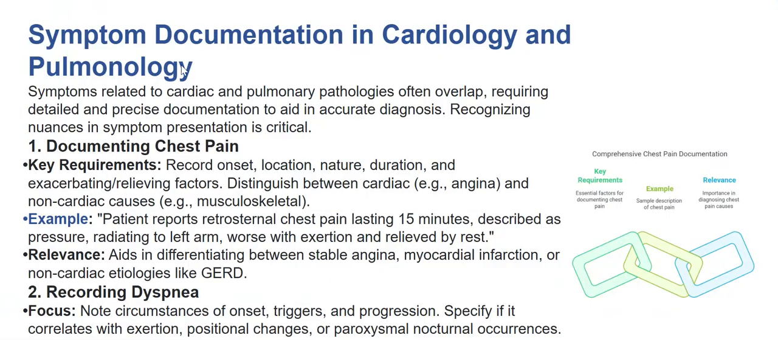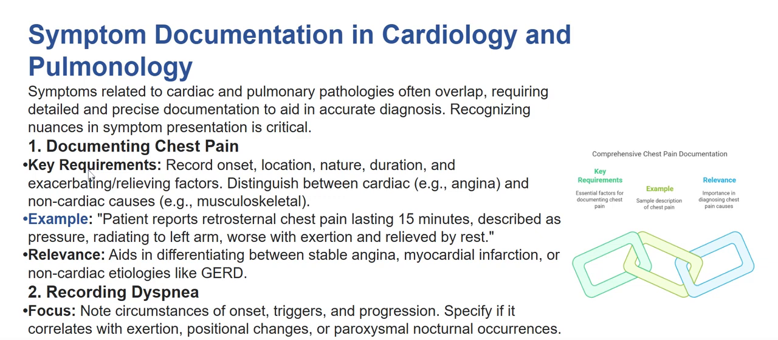Key points: symptom documentation in cardiology and pulmonology. Symptoms related to cardiac and pulmonary pathologies often overlap, requiring detailed and precise documentation to aid in accurate diagnosis. Recognizing nuances in symptom presentation is critical.